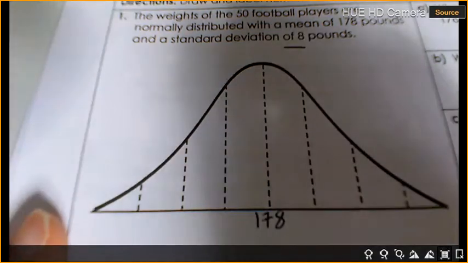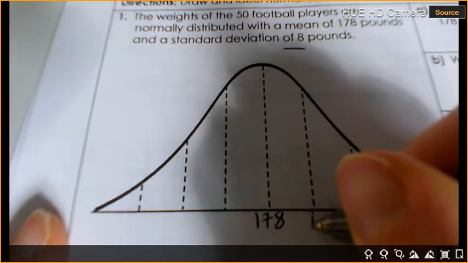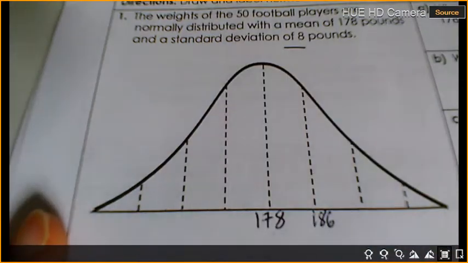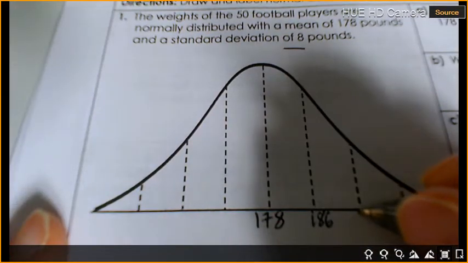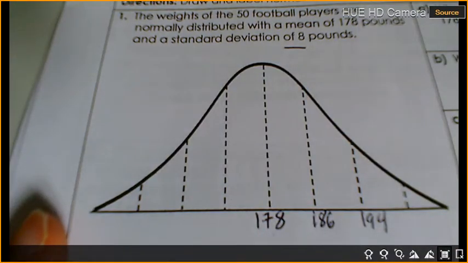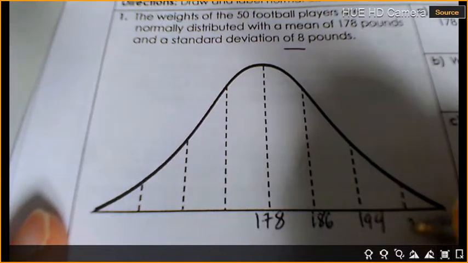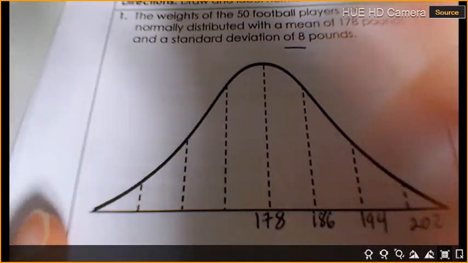Okay, so this is 178 plus 8 is 186. 186 plus 8 is 194. 194 plus 8 is 202. Okay. 178, take away 8 is 170.